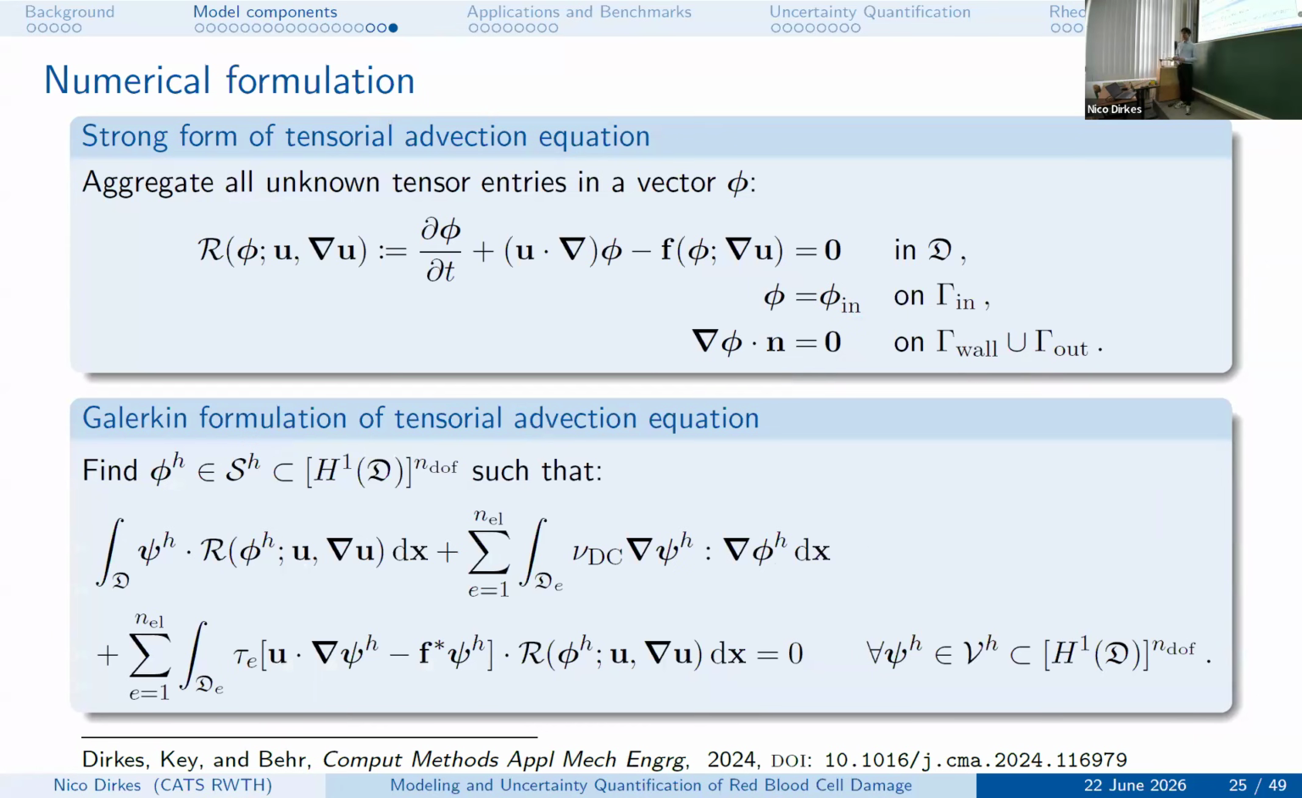And we solve this using some Galerkin formulations. So we have stabilized finite elements as for the CFD. So these are the Galerkin terms with the residual. These are the stabilization terms. As I said, we use VMS stabilization here. And then this is the so-called discontinuity capturing term.